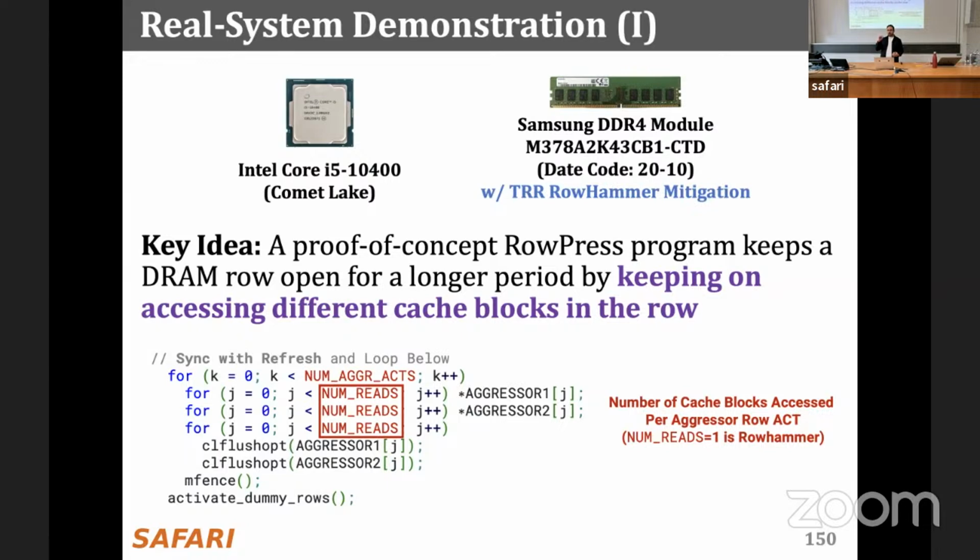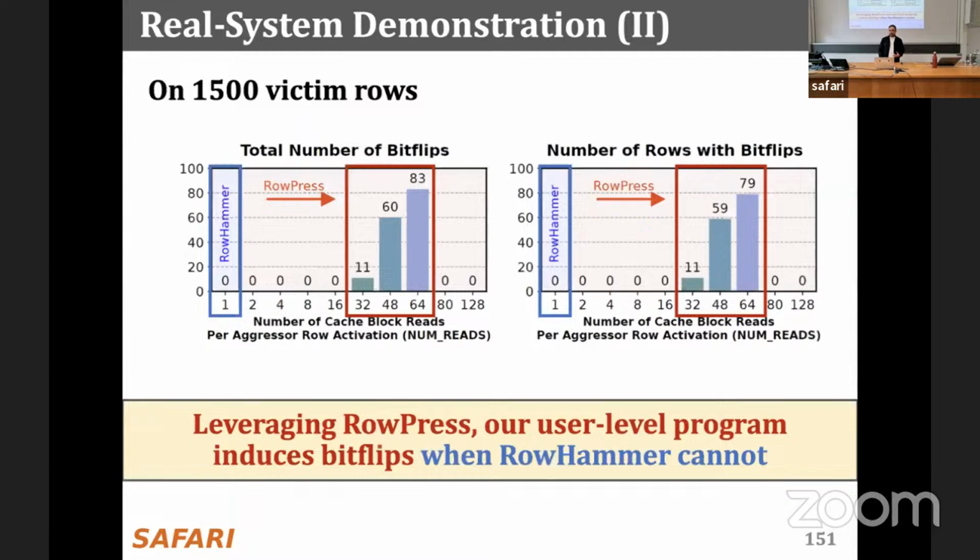We basically keep accessing different columns inside the same row so that there is some incentive for the memory controller to keep the row open longer. And actually, on the x-axis here, you see that we access a different number of cache blocks in the same row as you go from left to right. So in the leftmost one, we only access one cache block. So it's a RowHammer attack, right?